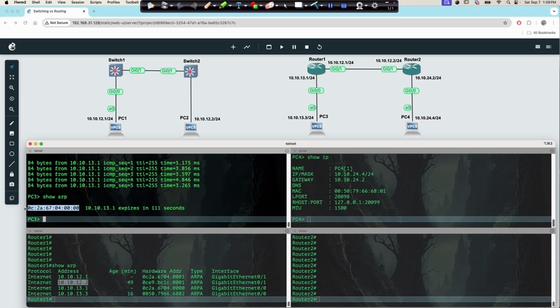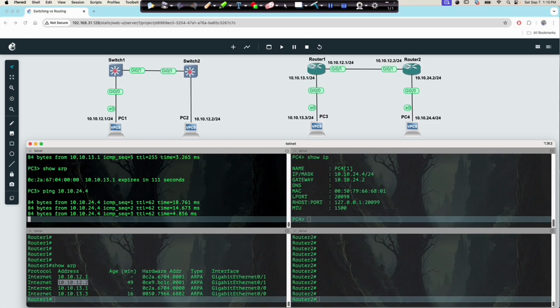Let's try to ping from PC3 to PC4, which are in different networks, and I already configured the default gateway for both PCs, as well as entered a static route in both routers. So our ping should work from PC3 to PC4. Let's try to ping PC4 from PC3. Ping 10.10.24.4. Now you can see we are getting a response from PC4.